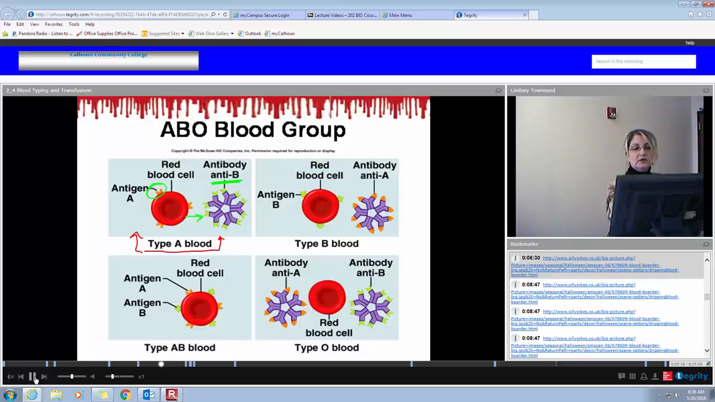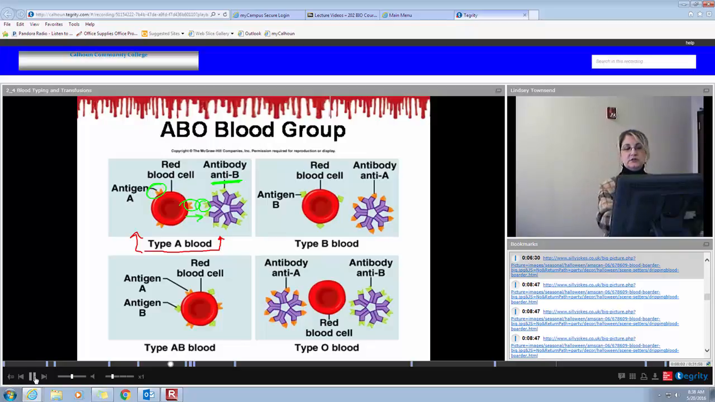All right, now you can see this and this are not going to bind together. These particular antibodies look at these antigens and they don't fit. It's like putting a square peg into a round hole. That antibody won't fit that antigen, so it's not going to bind. And of course we wouldn't want antibodies against our own red blood cells, right?